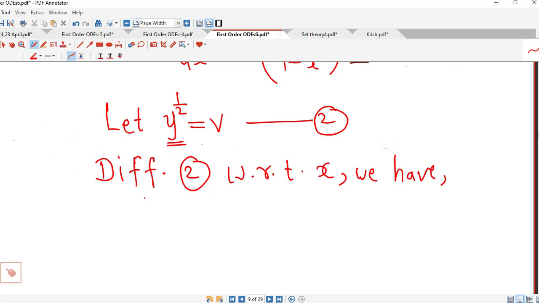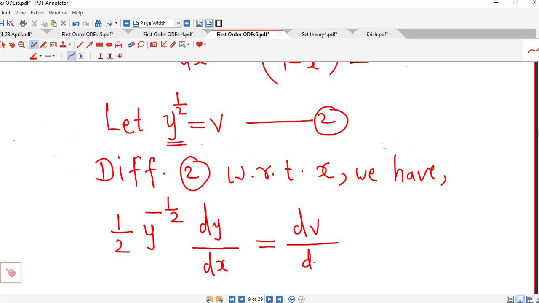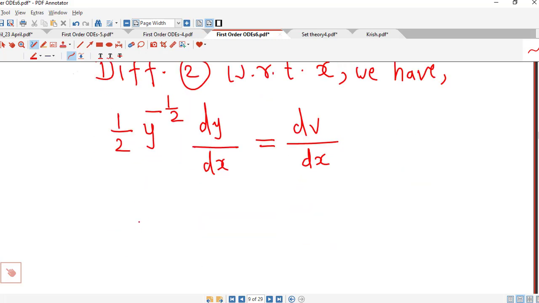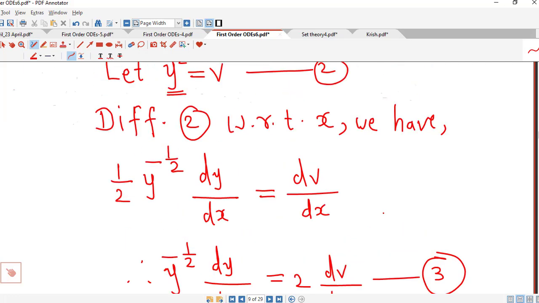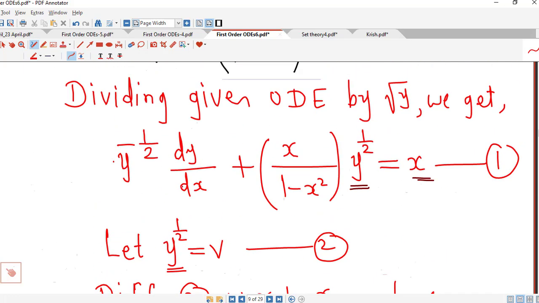First we differentiate y raised to 1/2 with respect to y, and in the product we will write dy by dx. Derivative of y raised to 1/2 is 1/2 times y raised to 1/2 minus 1, that is minus 1/2, times dy by dx equal to derivative of v with respect to x. Therefore y raised to minus 1/2 dy by dx becomes 2 times dv by dx, and we give this number 3. So now we substitute these values in equation 1.